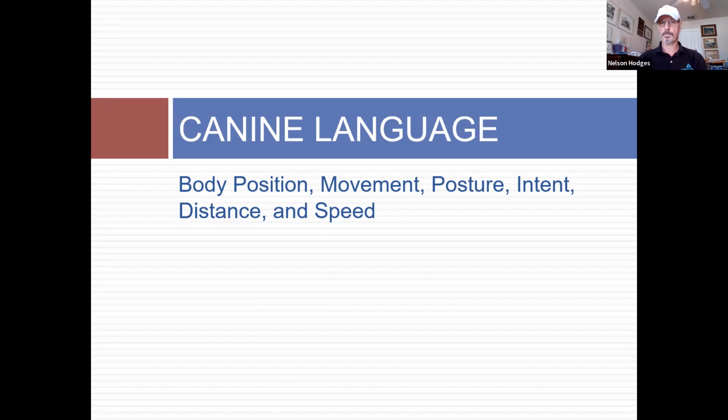Body position and posture encompass all of those things of ears, base of tail, movement, curling around, whether the dog's upright, down low, all of those things. But those are major categories. Movement is a huge category. Distance is a category. Speed of movement, of closure, of moving away, all of that stuff is a huge category. And the intent behind those things is the biggest thing.